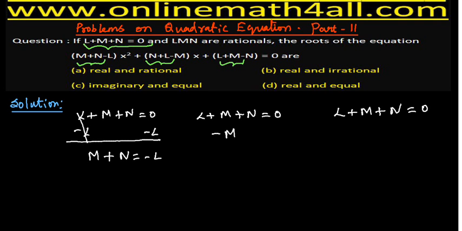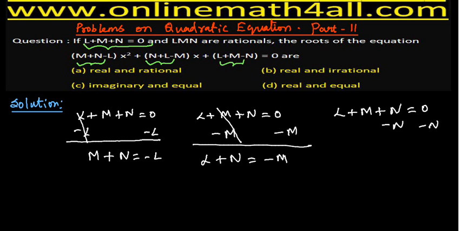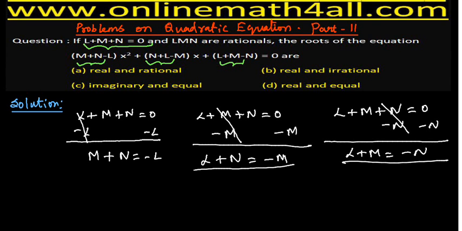In the second one, I'm just going to take negative m on both sides. The positive and negative will get cancelled, so we get l positive n is equal to negative m. And here I'm going to take negative n on both sides. When I do so, positive and negative n will get cancelled, so l positive m is equal to negative n. So these are the things I get here.